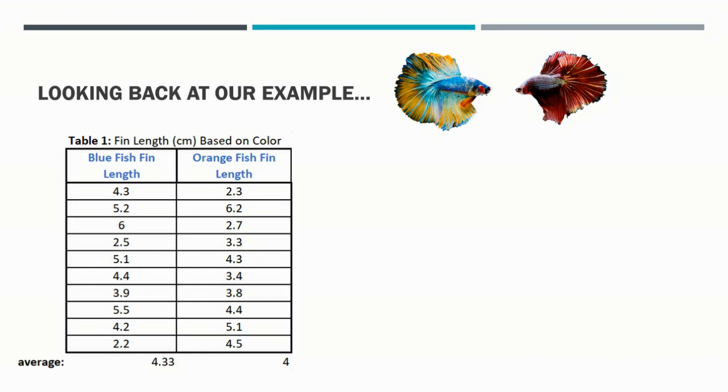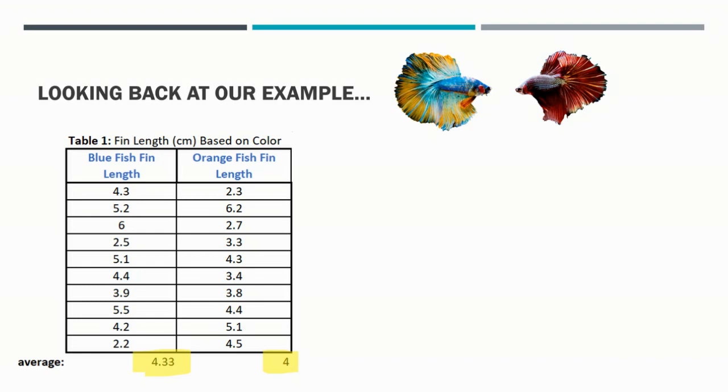To do this, let's revisit our previous example looking at the fin length in bluefish versus orangefish. As you can see in our data table, the average fin length for bluefish is 4.33 centimeters, right? And the average fin length for orangefish is about 4 centimeters. So, at a glance, it looks like the bluefish have longer fins than orangefish. But, can we be sure?